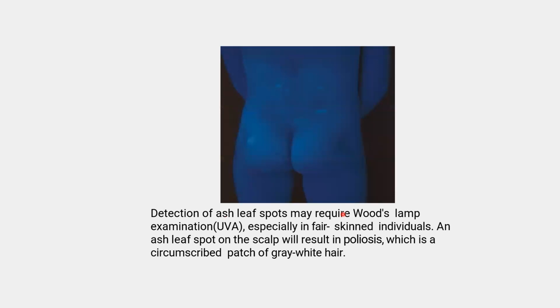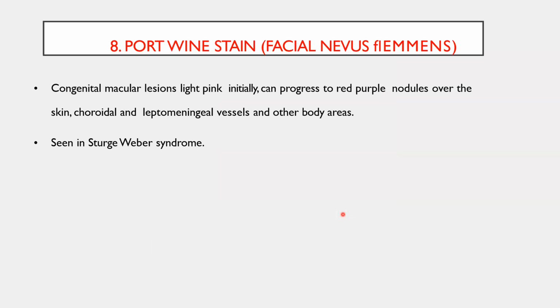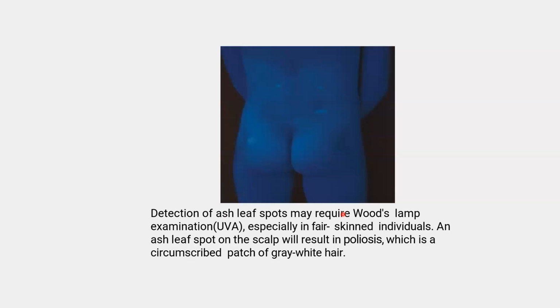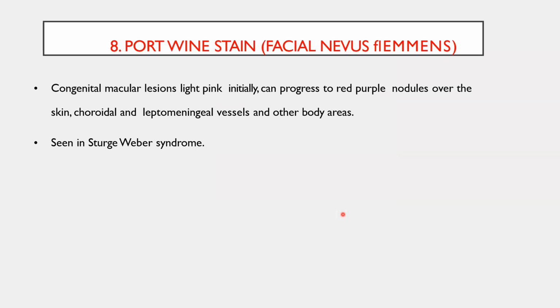In Wood's lamp examination, you can see the Ash leaf spots as circumscribed gray colored patches. In a UV lamp also you can see them.